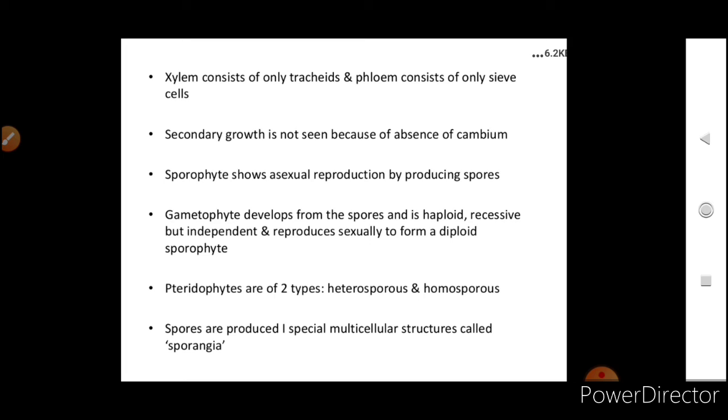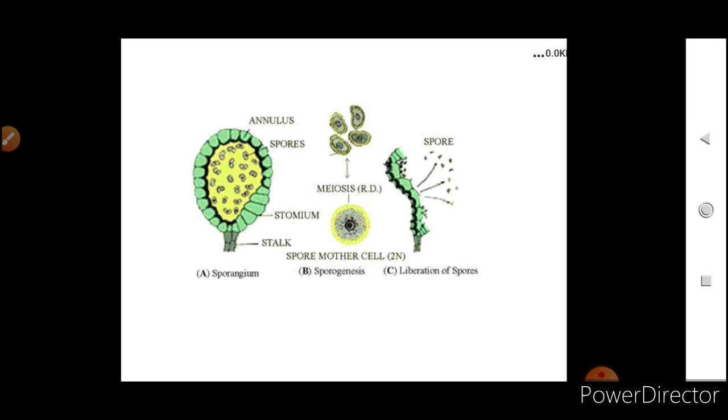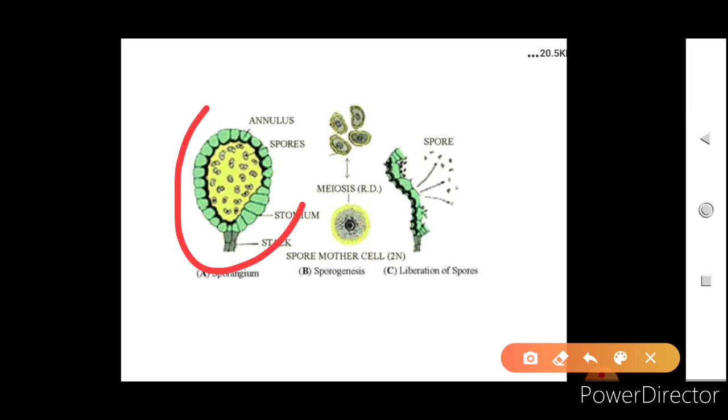Pteridophytes are of two types, heterosporous and homosporous. Heterosporous will produce two types of spores and homosporous will produce only one kind of spore. These spores will be produced in special multicellular structures which are called sporangia. See here you can see in the diagram that this is the sporangium.